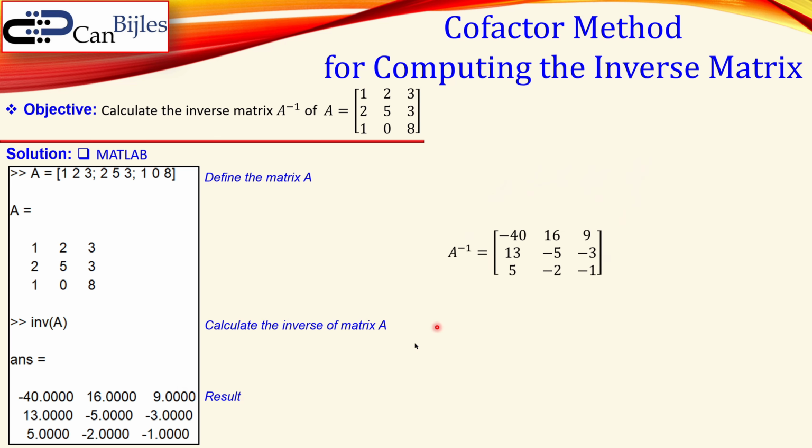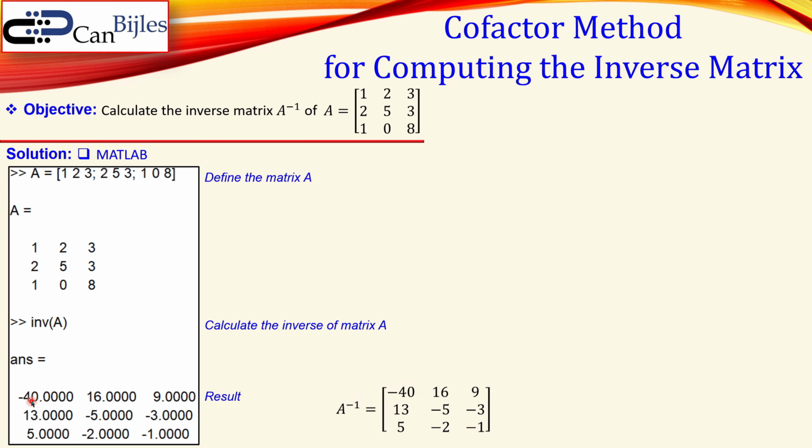If I now bring this matrix close to that, you see indeed that this is minus 40, 16, and 9. That's the first row. 13, minus 5, minus 3. Second row, 5, minus 2, minus 1. That's indeed all correct. Alright, that was our example considering the cofactor method for computing the inverse matrix.